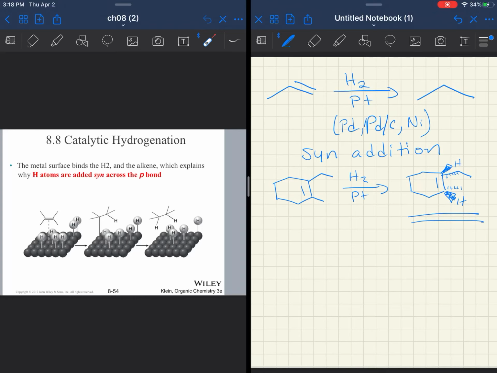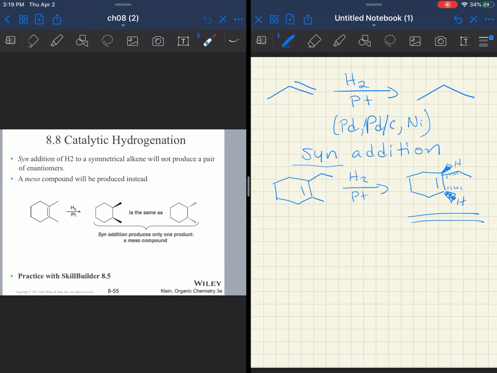Because this double bond is flat and it's coming up to that flat surface, one hydrogen adds and then the other hydrogen adds. So they have to add to the same side. It doesn't flip over to grab the second one. So for me, just seeing those two flat surfaces coming at one another helps me to remember that it's a syn addition. And that's really all there is to this one.